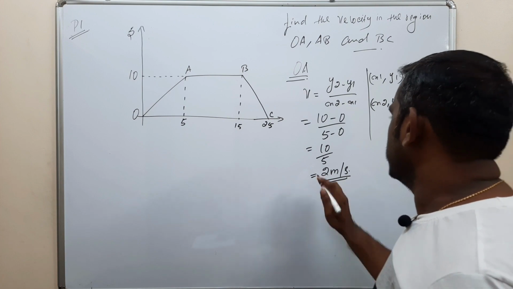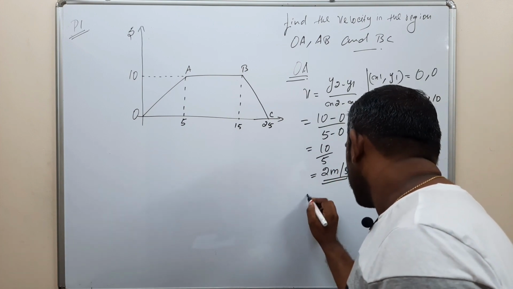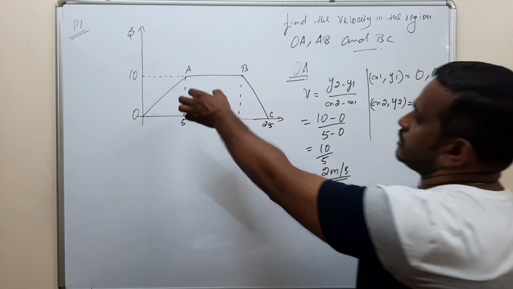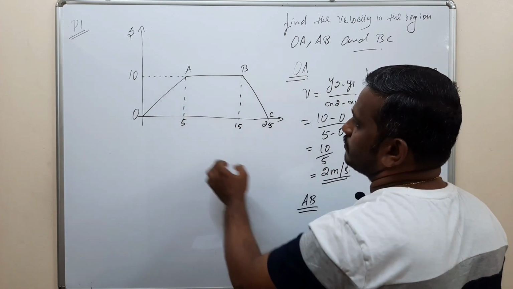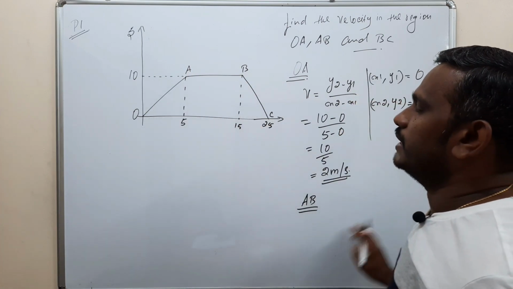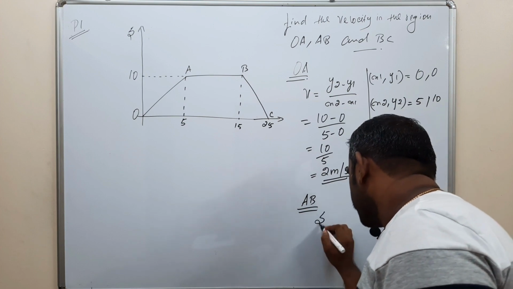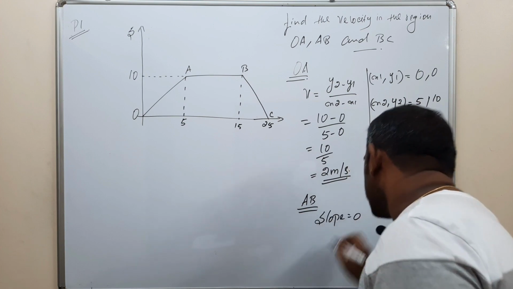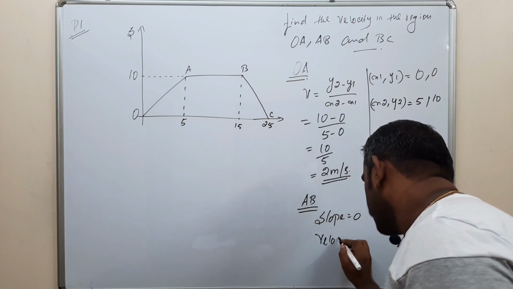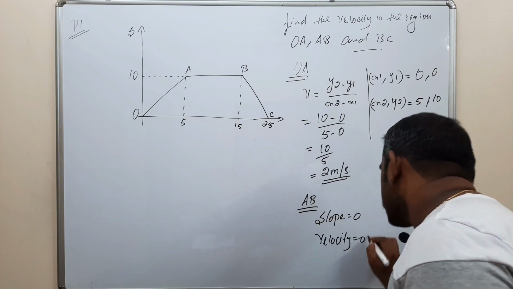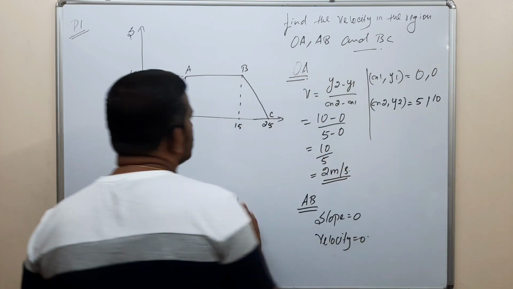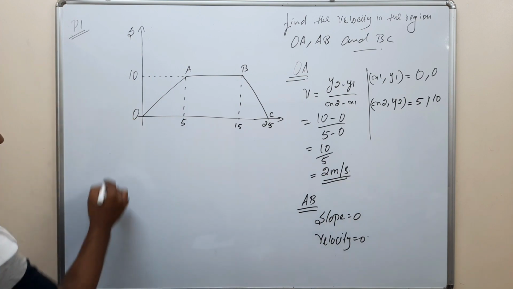So next I am considering the region AB. What is the slope of this line AB? It is parallel to the time axis. So slope is equal to 0. So therefore velocity is equal to 0.